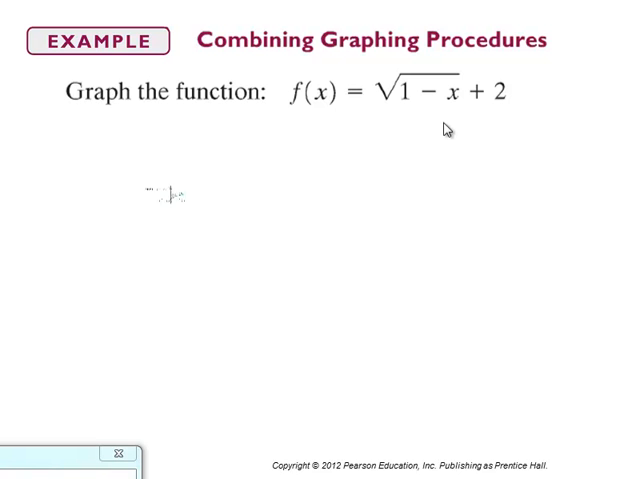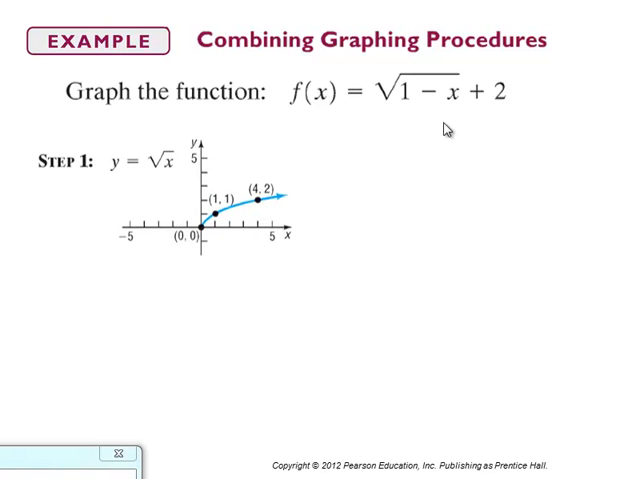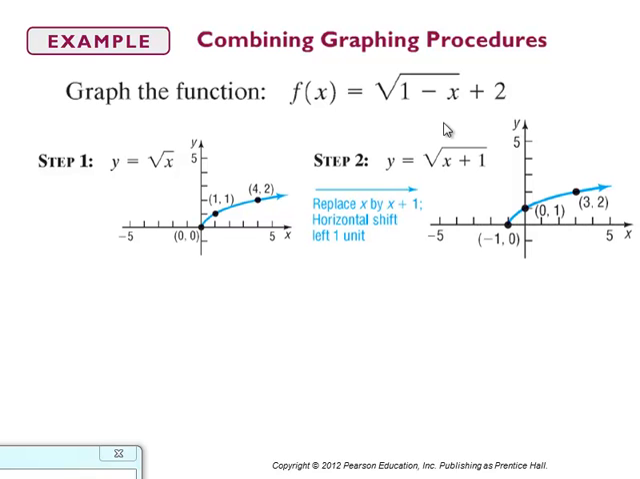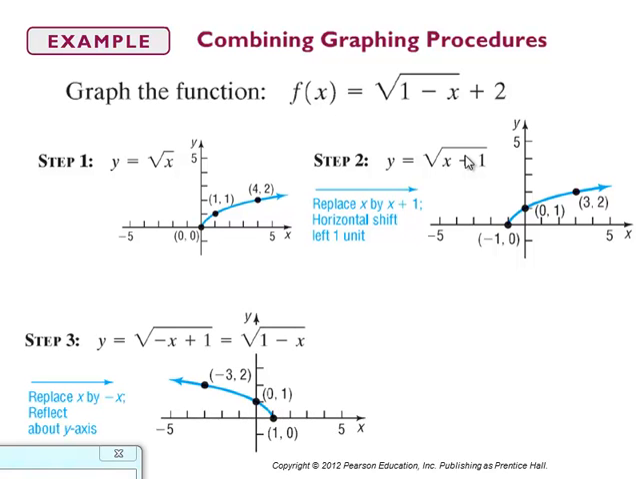So start off with square root of x, and then add 1 to x. Why? Because there's that 1 right there. And yeah, we're going to replace x by negative x. But before we did that, when we replaced x by x plus 1, we shifted the graph of square root of x to the left 1. And then replacing x by negative x reflects the graph about the y-axis.